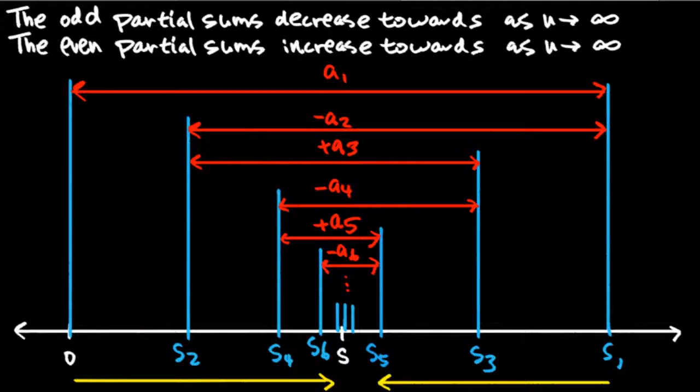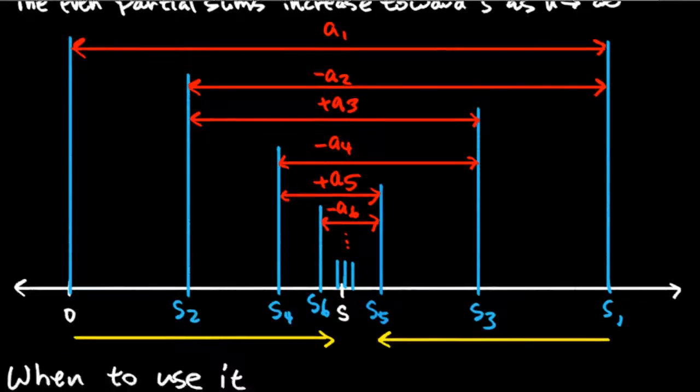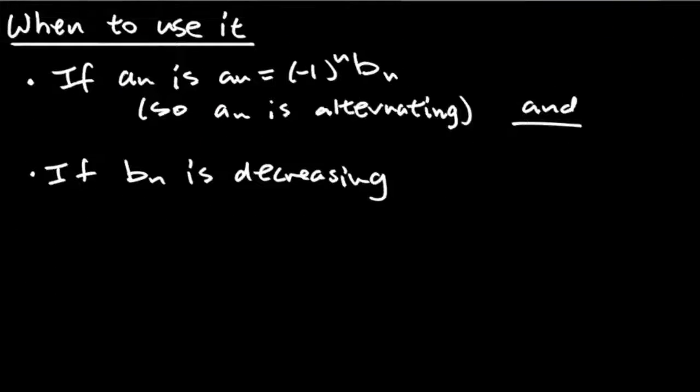So the odd partial sums decrease toward S as n approaches infinity, and even partial sums increase toward S as n approaches infinity. Sorry, I think I meant to put more space there. I'll just edit that real fast. So again, this is only because of the fact that the thing is decreasing.